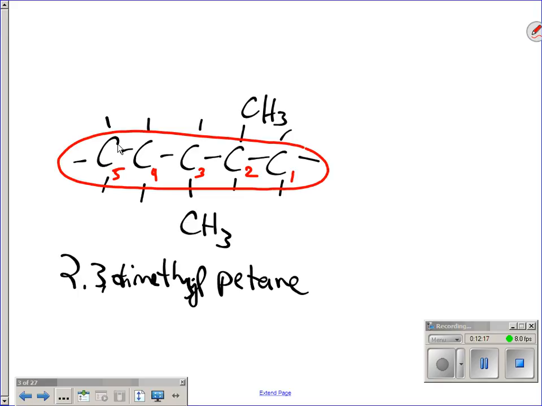Okay. So it's pent because there are 5 carbons, and then it's 2,3 because those are the carbons that the 2 methyl groups are on, and you have to say dimethyl because it matches up with having 2 methyl groups. What if I've done this instead? I'm just going to adjust it from here. So that's a 2 and then CH3. How will that change the name?